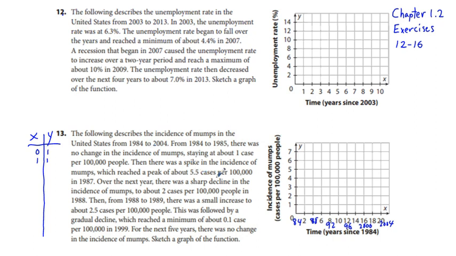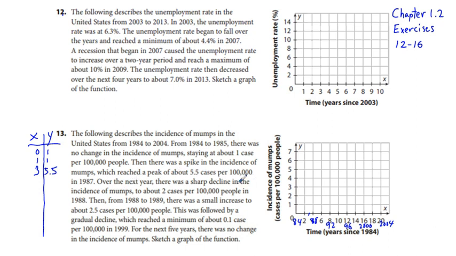Then there was a spike in incidence of mumps, which reached a peak of about 5.5 cases per 100,000 in 1987. Where's 1987 located? Yeah, that's going to be the 3, right? That's 88, that's 87. So year 3 is going to be 5.5. Now what happens between year 1 and year 3? It doesn't say. That would be 1986. We don't know. So that's a gap in our data.